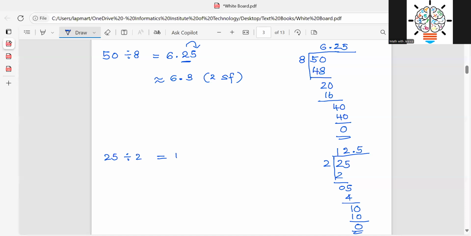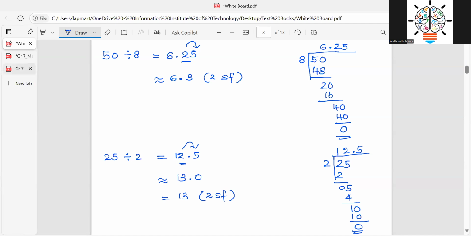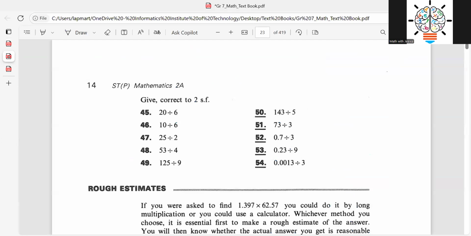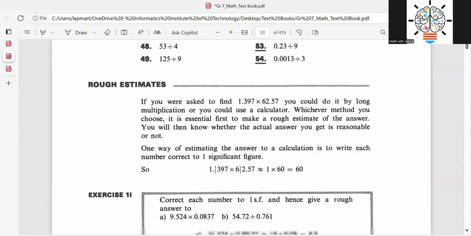So what is the answer? 12.5. Right? So this is the second significant figure. Look at the next number. So then this is approximately equal to 13.0. So that is 13 to two significant figures. This is how it works, right? So copy down these in your theory books, and then we will go to rough estimates.